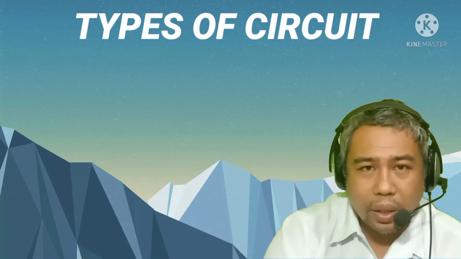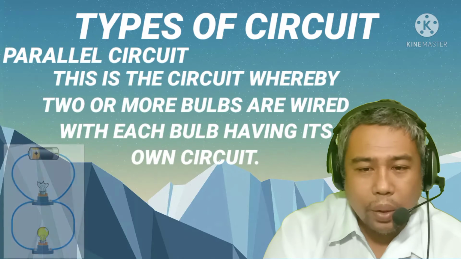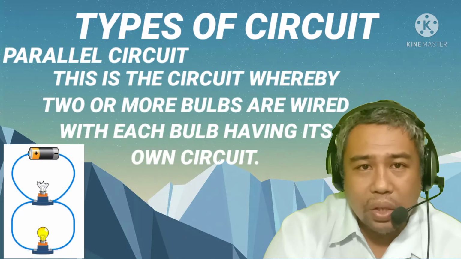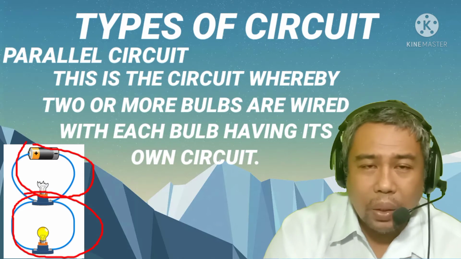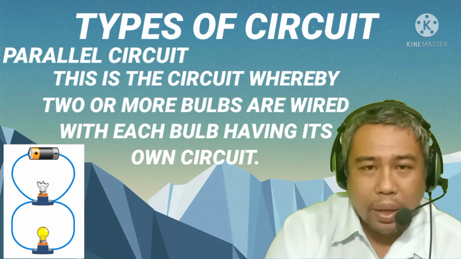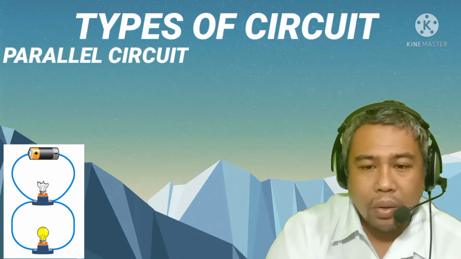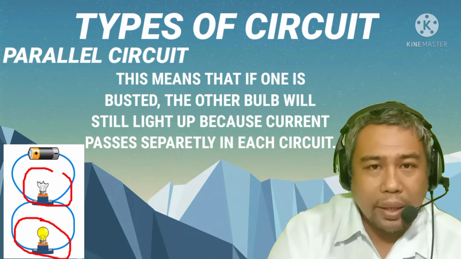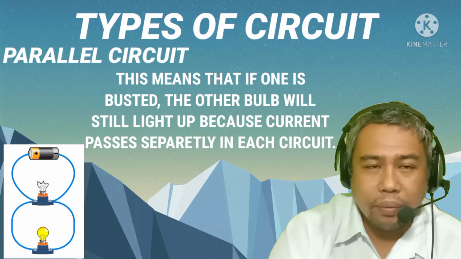Next type of circuit, we have the parallel circuit. This is the circuit whereby two or more bulbs are wired with each bulb having its own circuit. It means that in a parallel circuit, we have two or more loops. This means that if one is busted, the other bulb will still light up because current passes separately in each circuit.